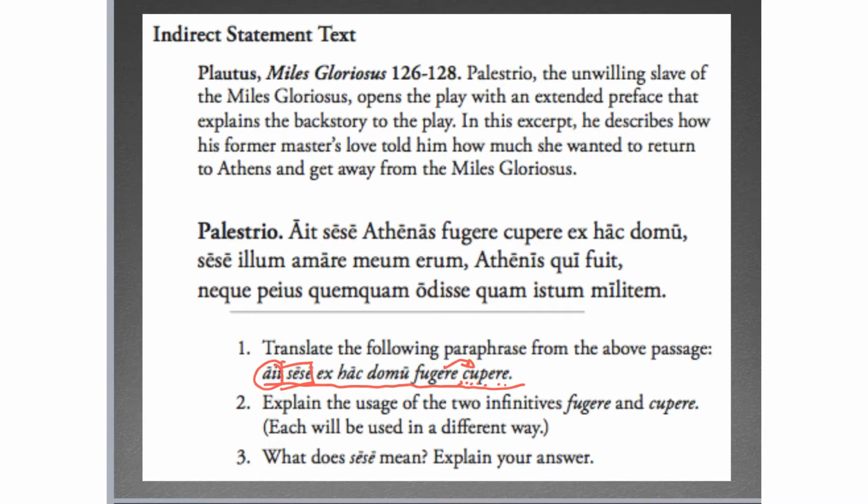So he says that he wants to flee from this house. All right, we just did number 2. And then se is the reflexive when the subject of the main verb, ait, is the same as the subject of the infinitive, cupere. Latin uses the reflexive to show that, right? So in other words, if this were eum, what that would mean is that the he of the ait and the he of the cupere are different people. Because it is se, it says that they are the same people.